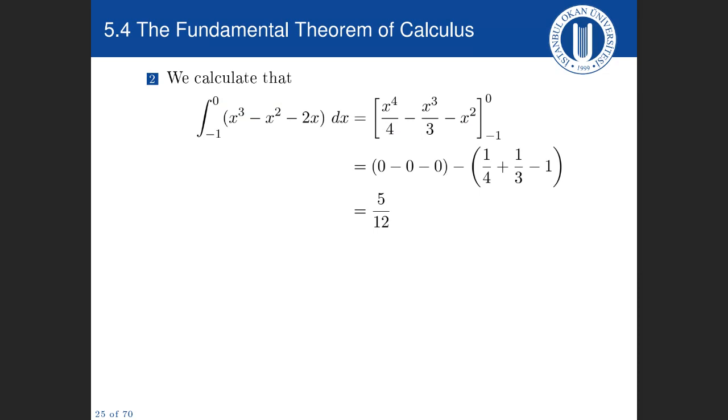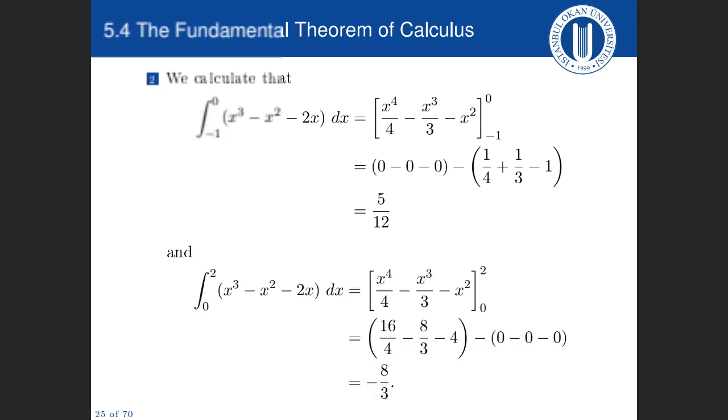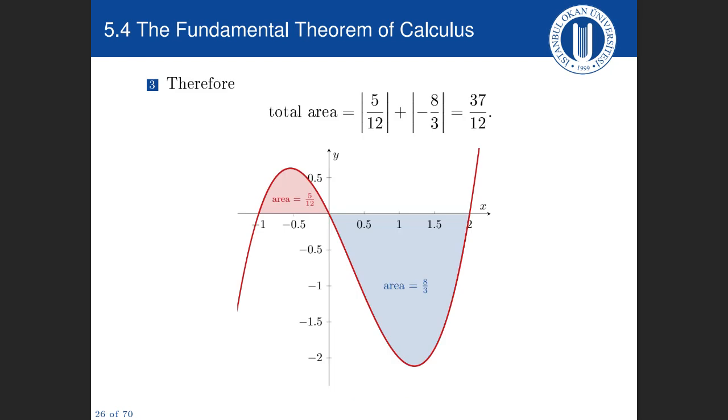First one, integral between minus 1 and 0. I leave it for you to check. Please check that that's 5 over 12. And then we do the integral between 0 and 2. Again, please check that I haven't made a mistake here. Please check that this is minus 8 over 3. Take the absolute values of these numbers, add them together. Absolute value of 5 over 12 plus absolute value of minus 8 over 3, we get 37 over 12. The total area, which is shaded here in red and blue, is 37 over 12.